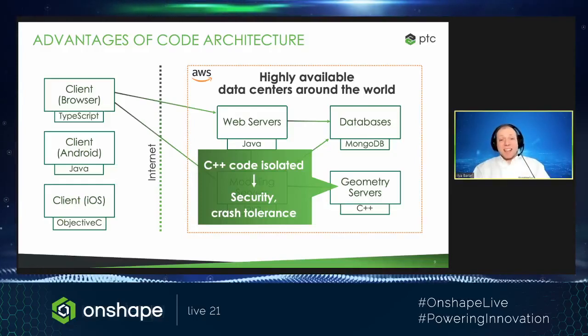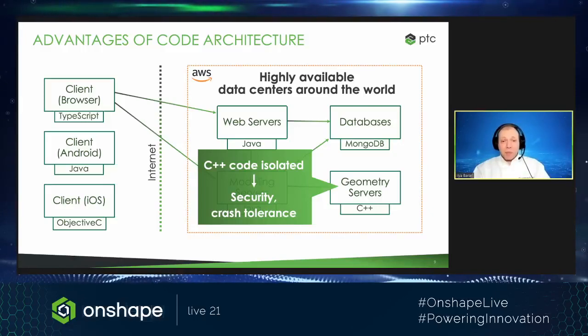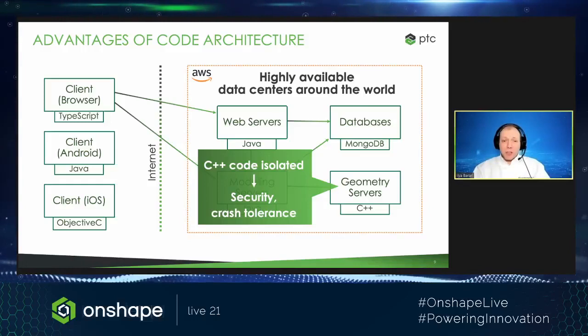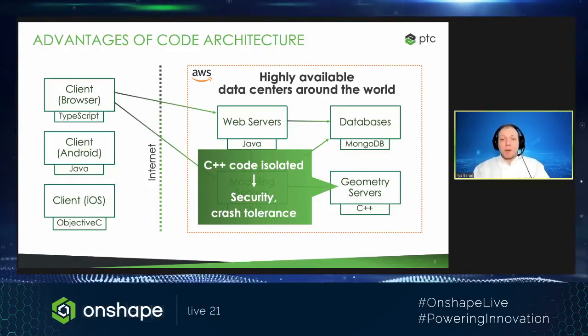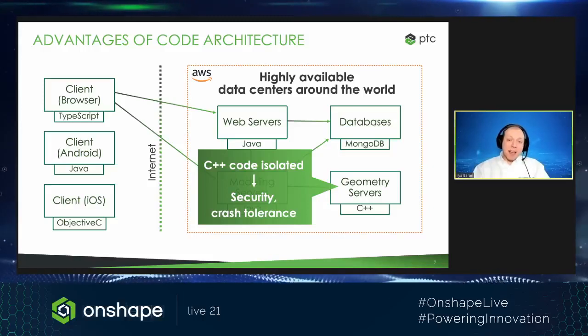Also, in a desktop CAD system, which is usually a monolithic C++ application, if part of the C++ code or the geometric kernel crashes, as occasionally happens, the whole CAD application goes down, and if you haven't saved, you lose data.